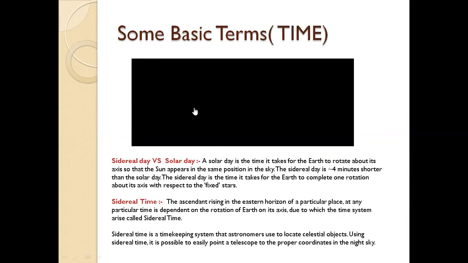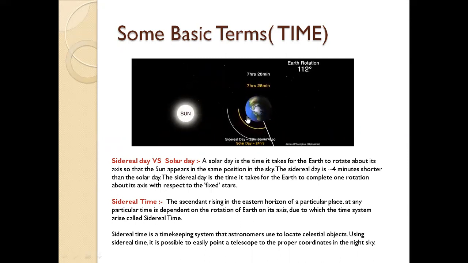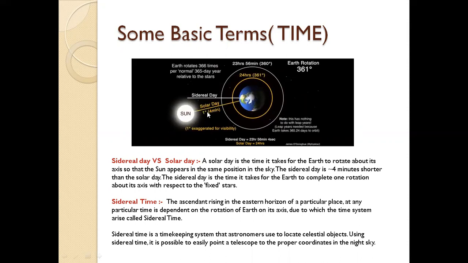So here is an interesting video which I want to show you. You understand the sidereal day and the solar day concept. Here the Earth is moving on its own axis and also moving with respect to the sun. So Earth is coming back. Here it completes its one rotation. It is not meeting the sun. But to see the sun, it has to travel 1 degree more, which is 4 minutes.